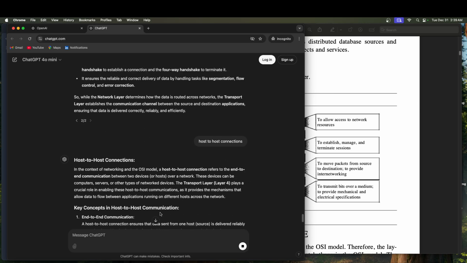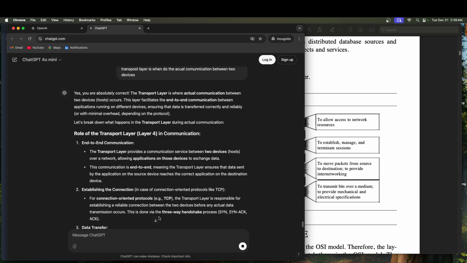Host to host refers to end-to-end communication between two devices or networks. The devices can be in transport, which is when we do the actual communication between two devices. Transport layer does that.